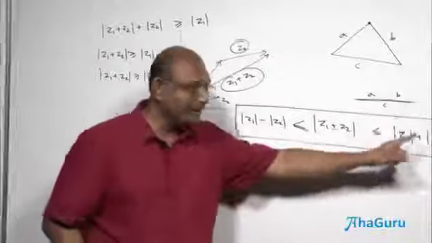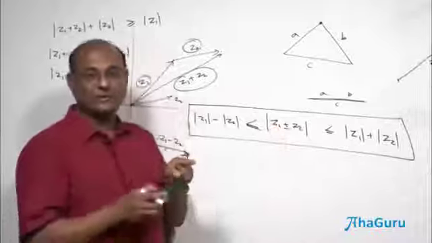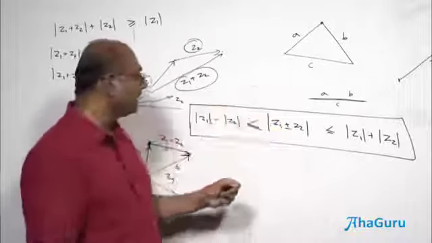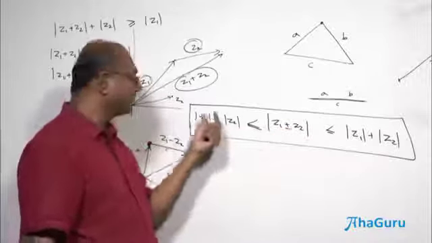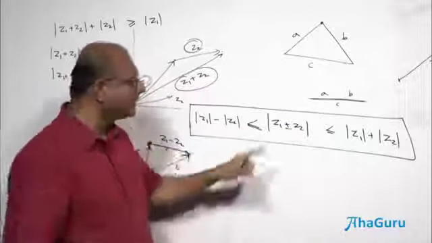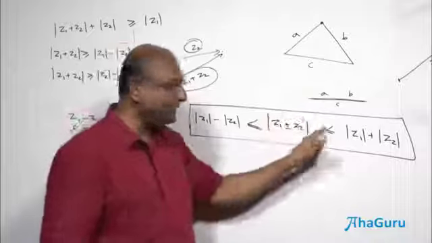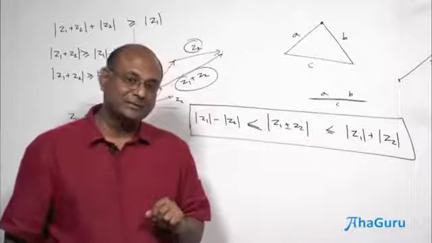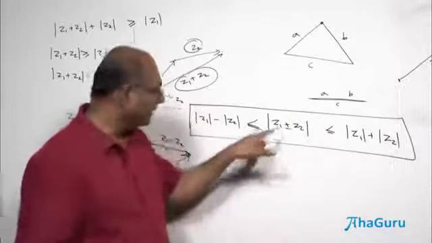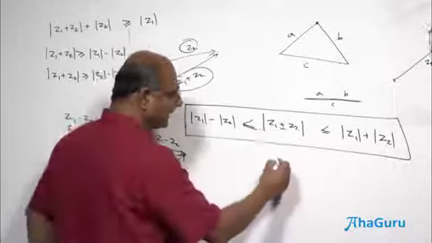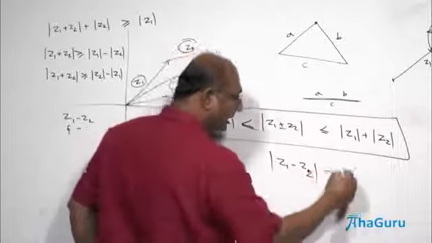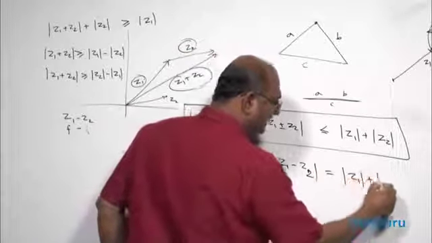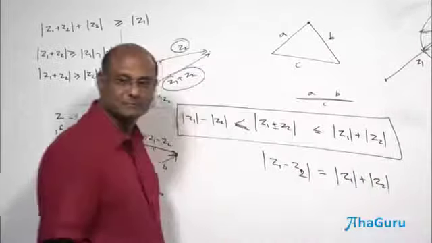On this side the equality happens with plus if Z1 and Z2 are pointing in the same direction. On this side the equality happens with the plus, if they are in the opposite direction. On that side with a minus sign, the equality will happen under what condition? Suppose I want Z1 minus Z2 to be equal to magnitude of Z1 plus magnitude of Z2, what am I saying?